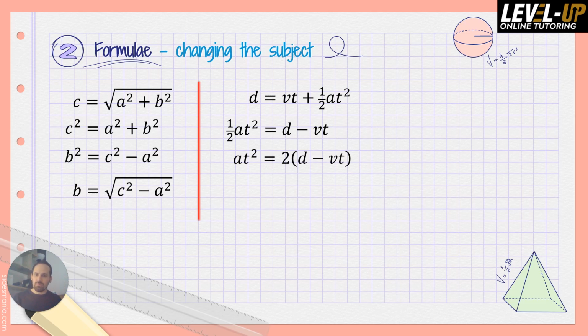Now, I could multiply both sides by 2 to get rid of the half. And now, if I divide both sides by t squared, because the t squared is multiplying the A, if we divide, we'll get rid of it. And there we go. Now we've made A the subject. So now we can know what A looks like in terms of D, V, and T.